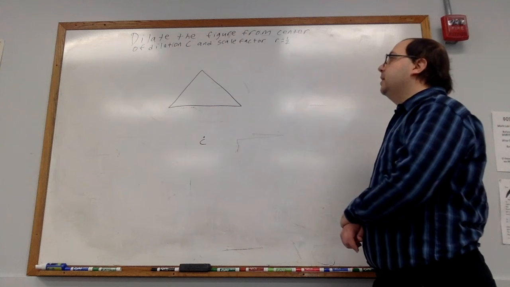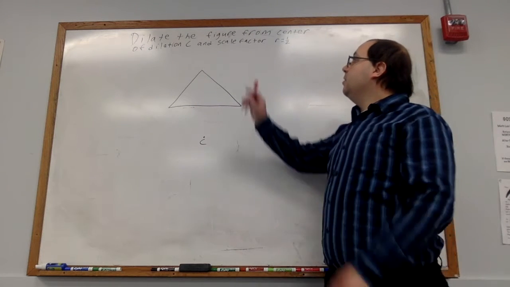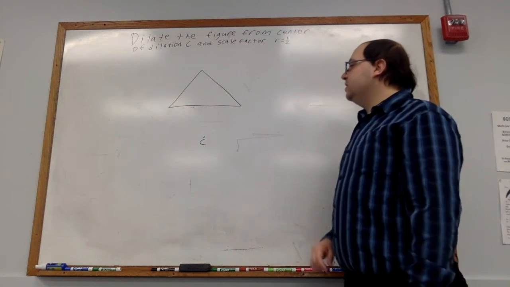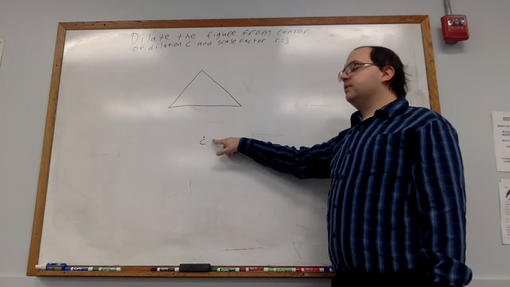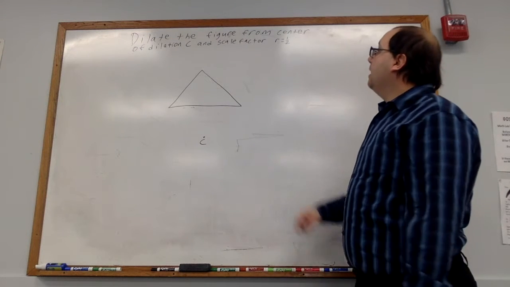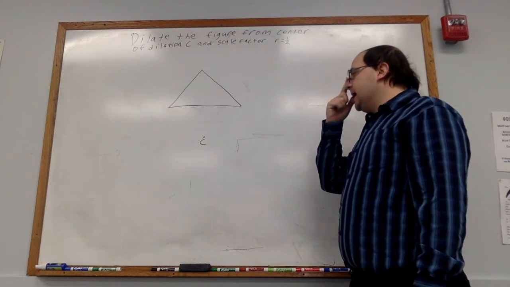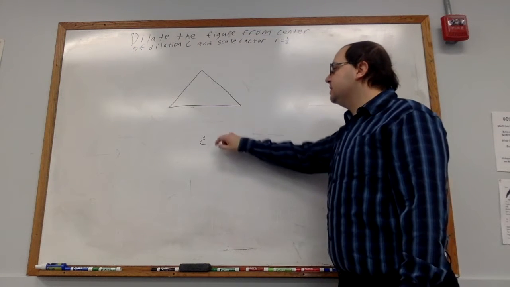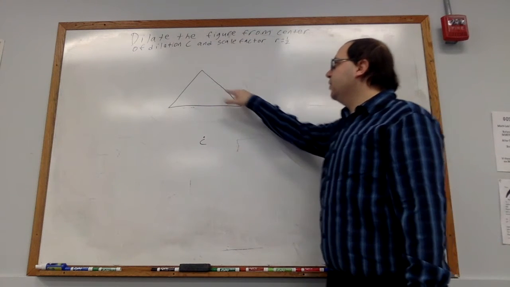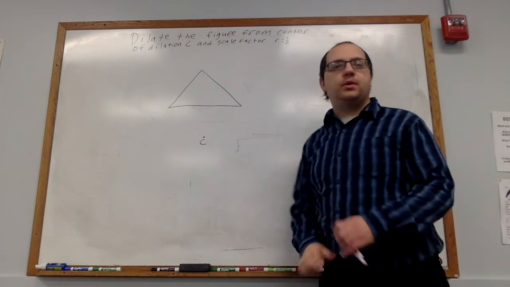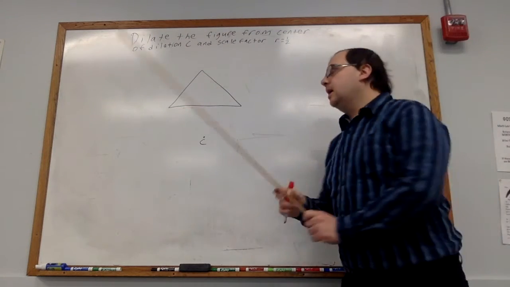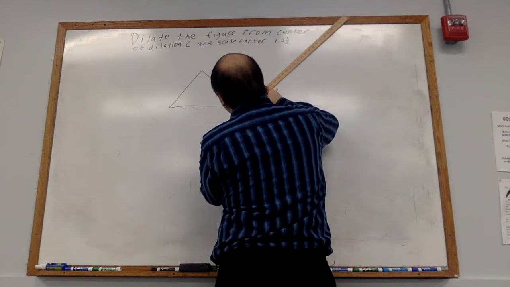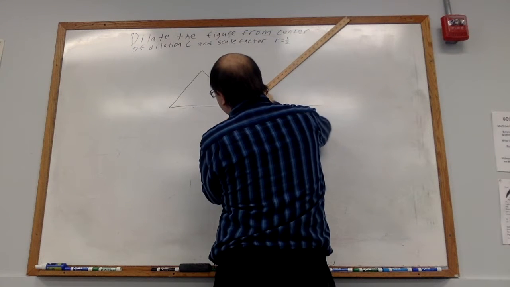Alright, so the first example is we want to dilate this figure, this triangle here, from a center of dilation C. So the center of dilation is right here, it's C. And a scale factor of 1/2. So first thing you want to do is draw dotted lines from the center to each vertex, each corner of the shape. So you take a ruler and draw a dotted line from the center to each vertex.